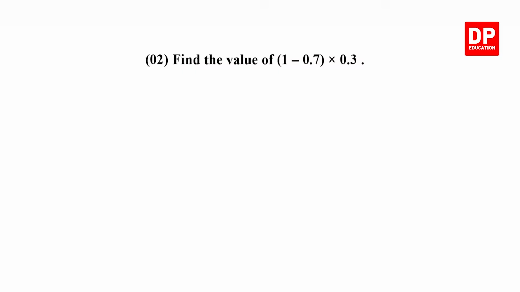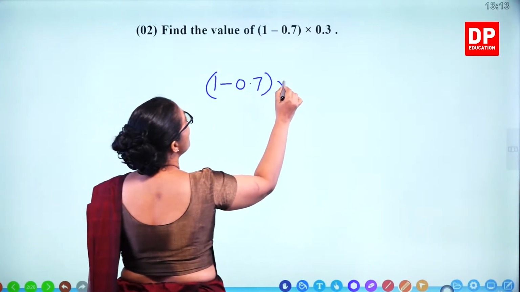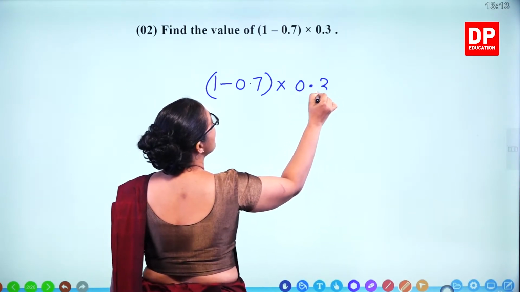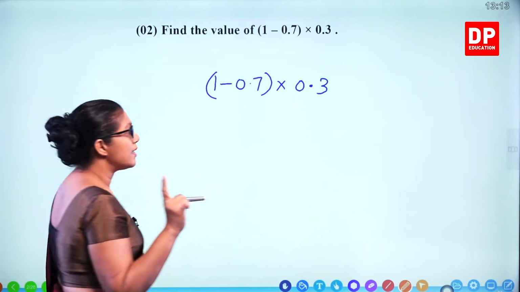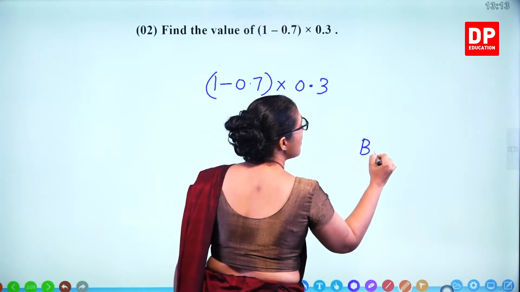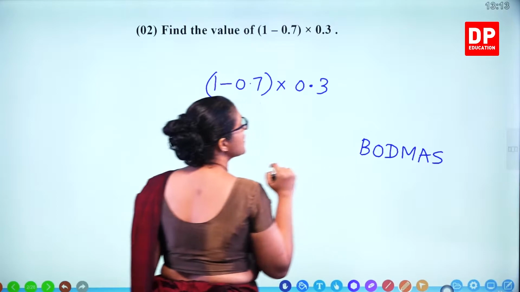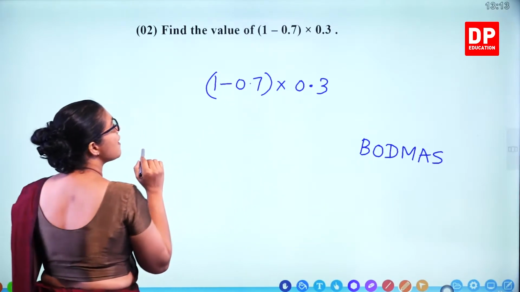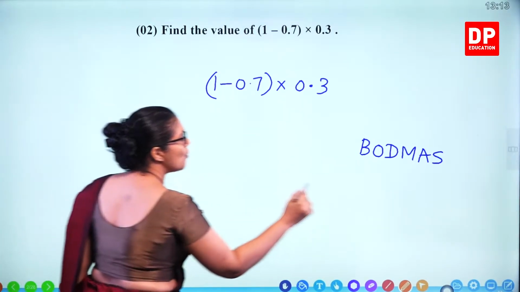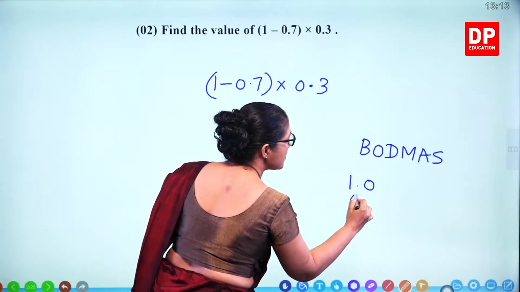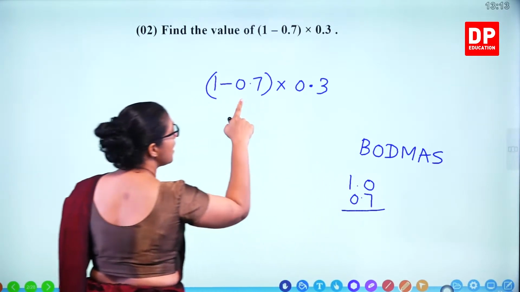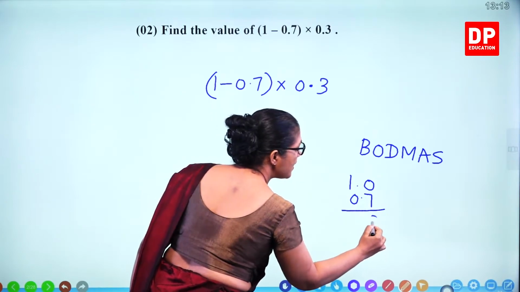Question number 2. Find the value of (1 minus 0.7) times 0.3. According to BODMAS, brackets first. 1 minus 0.7. What's the value? If you can't do it at once, you write in a column and subtract.